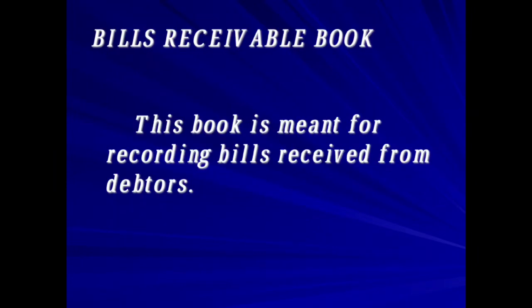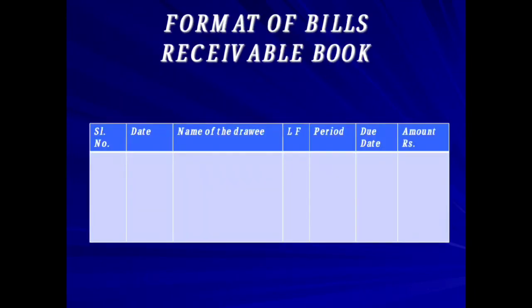Then next we have the bills receivable book. So what is the bills receivable book? This book is meant for recording bills received from our debtors. It means the bill on which you have to receive the amount, we call it the bills receivable book. What is the format? Format of bills receivable book: serial number, date, name of the drawee, means on whose name you have drawn that bill, then ledger folio, then time period, how much time period you have given, due date, on which date you have to collect that amount, and lastly total amount, how much you have to collect from him.